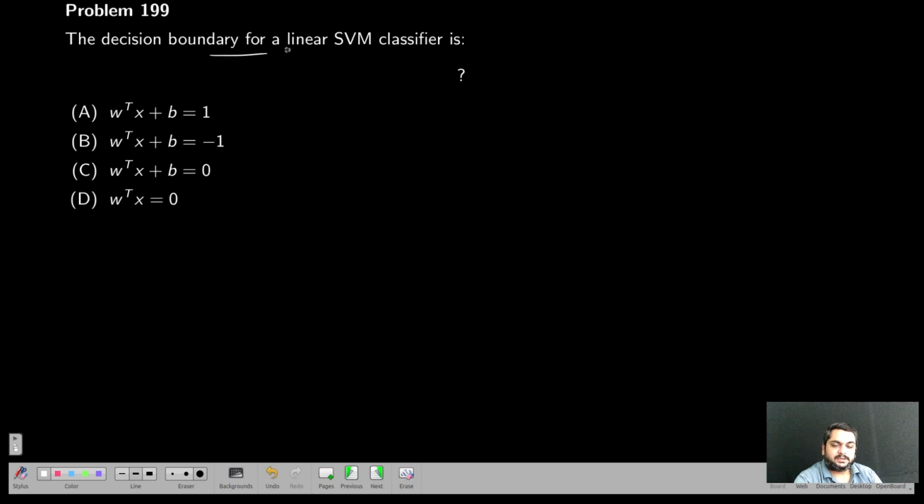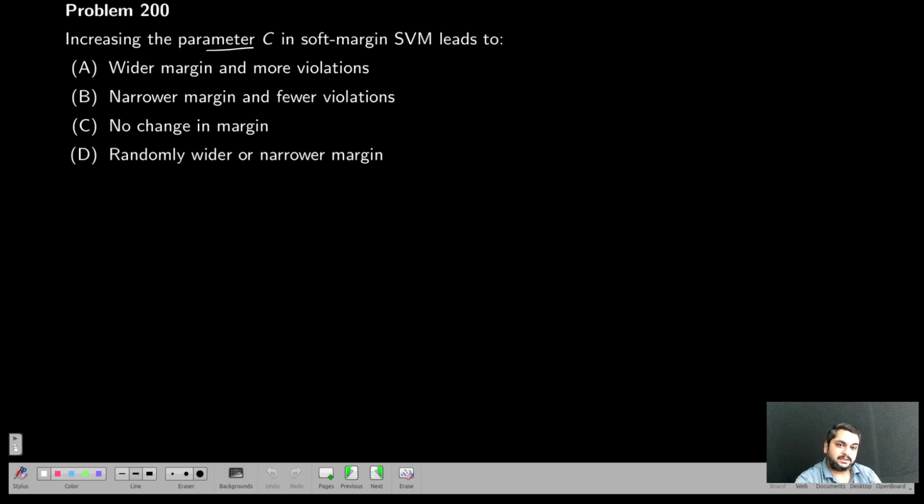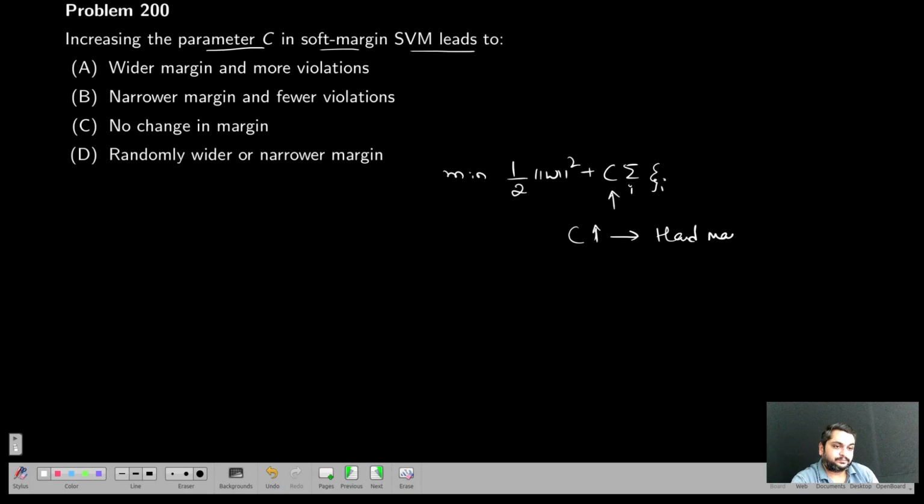Next, the decision boundary for linear SVM classifier is, you already know, this is the hyperplane equation for the linear decision boundary in SVM. Increasing the parameter C in soft margin SVM leads to, so we are trying to minimize this plus your penalty term, that is the regularization parameter. So this is what we are trying to minimize. If I increase this value, when C increases, it tends to become a hard margin support vector machine. That means what?